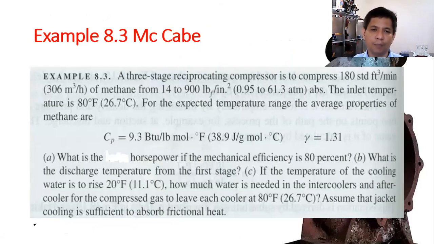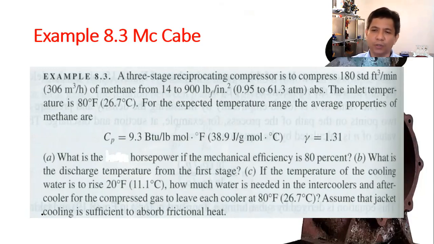So let's try Example 8.3 from McCabe. We have a 3-stage reciprocating compressor. This is to compress 180 standard cubic feet per minute of methane from 14 psi to 900 psi. So from 180 standard cubic feet per minute, you can get the m dot. When it is stated that it's standard cubic feet, it means that it is at 0 degrees Celsius and 1 atmosphere.